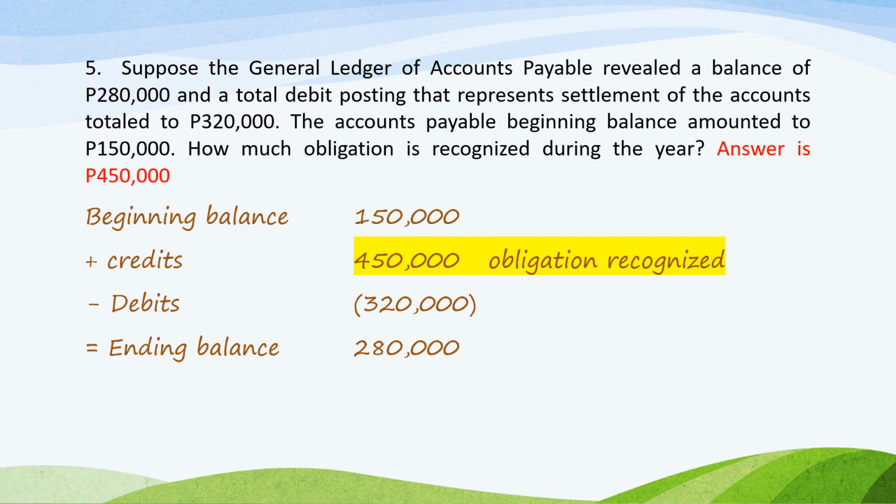So it can also be solved through your T accounts. So place the beginning balance on the credit side and then 320,000 on the debit side, then the ending balance on the credit side, and then find the amount that is to be credited so that the balance will become 280,000.